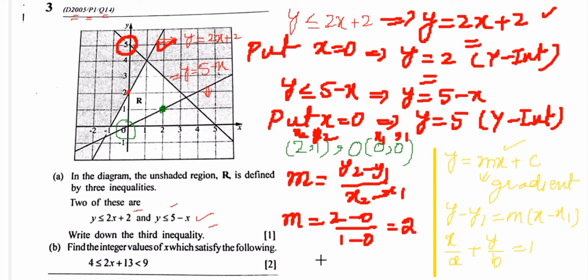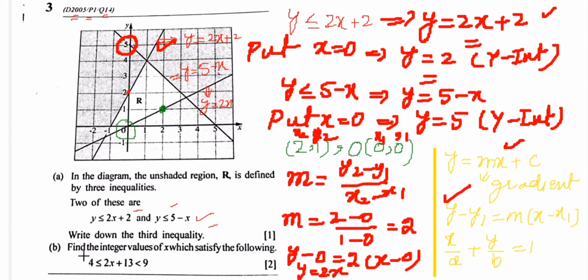Hence, I will use the slope point form here. Y minus y1, y1 is 0, is equal to the gradient times x minus 0. So the required line is y is equal to 2x simply. It means the third line has the equation y is equal to 2x. So this is the first part that we have to complete.